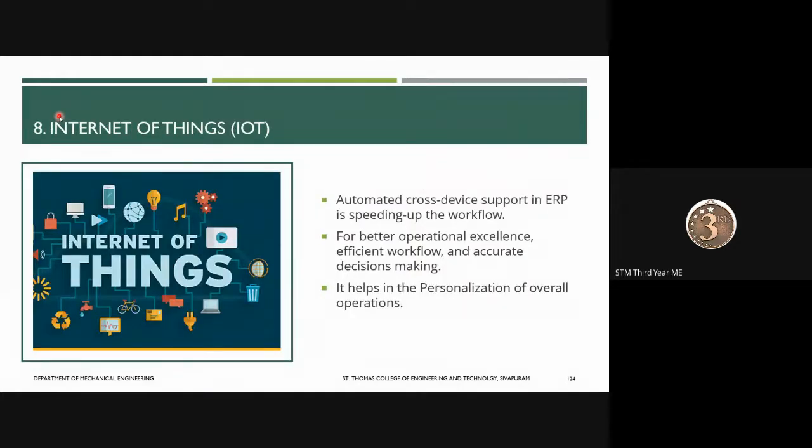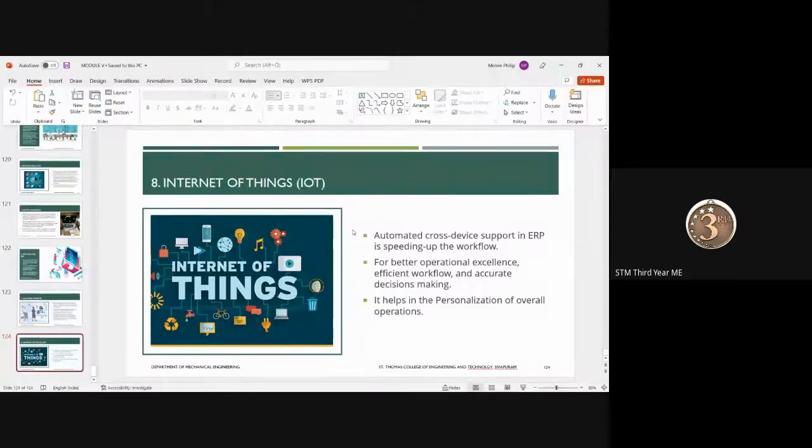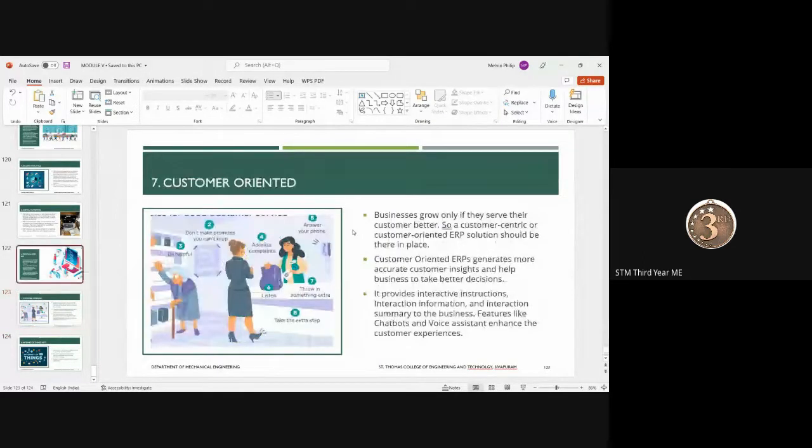And the last one is Internet of Things. Internet of Things is nothing but using all the above said processes, that is artificial intelligence, machine learning, etc., and collaborating them with the internet process. That will support automated cross-device operation, or help in automating the ERP system under the industry. These are some of the trends in ERP.